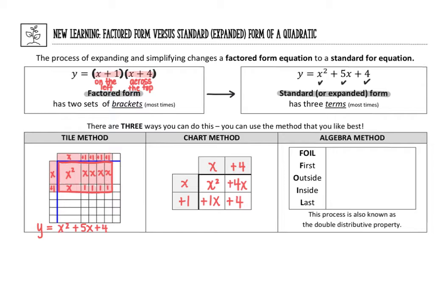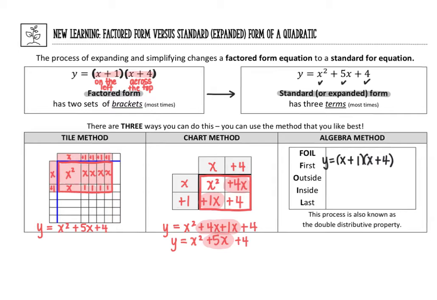We can put all of these together, and then we can look for where we can collect the like terms. The 4x and the 1x can be combined to give us 5x. So our equation, when it's in standard or expanded form, will be y equals x squared plus 5x plus 4. In the final method, we'll use algebra. So we'll take our original factored form of y equals (x + 1) in the first set of brackets, and then (x + 4) in the second set of brackets, and we'll use the double distributive property to find out our answer.